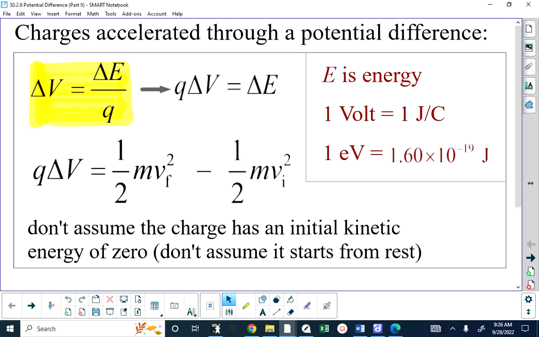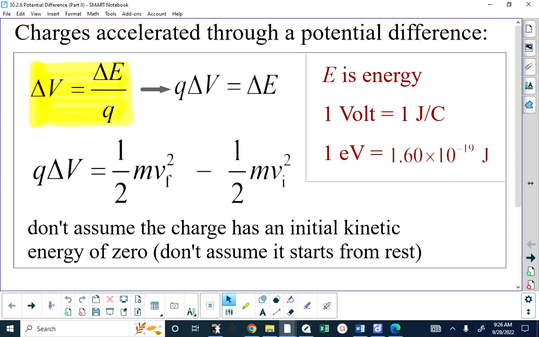However, we very often use that formula the other way around, where we have a charge at a high potential energy and we release it, and that potential energy gets transferred to kinetic energy. So very often we take this formula, we cross multiply and get Q delta V equals change in energy. And for an accelerating charge, the change in energy is 1/2 mvf squared minus 1/2 mvi squared, EF minus EI.